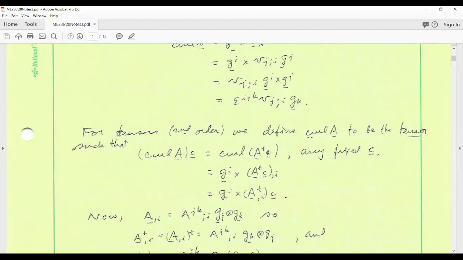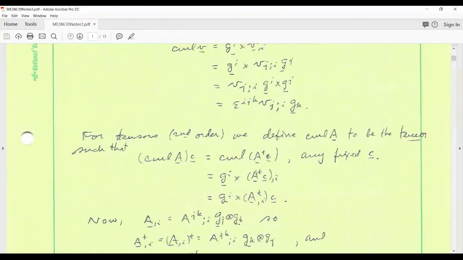We'll write it again, curl A. And the curl of the tensor field is itself defined to be a tensor field, a second order tensor field, such that when you operate on a fixed vector c, you get the curl of the vector A transpose c. And we can now use our formula for the curl of a vector to figure out what this looks like. So this is just a definition. The first line is a definition.